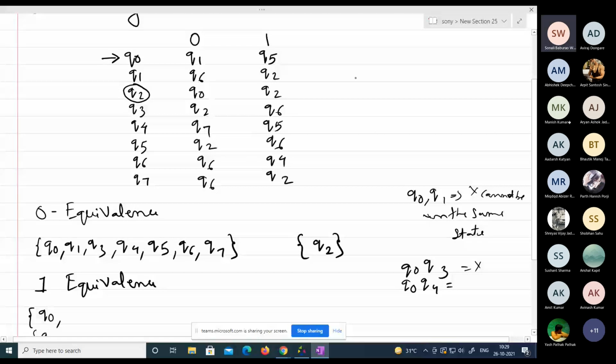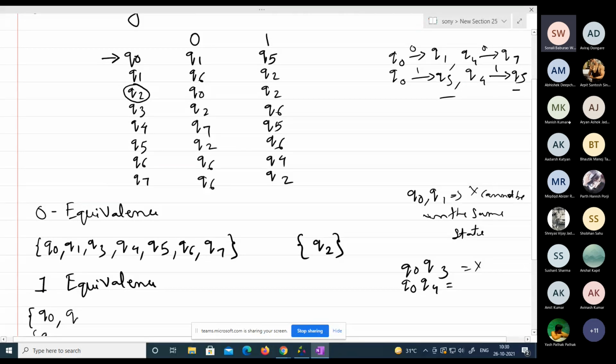I'll write it here. Q0 on 0 is giving me Q1. Similarly, Q4 on 0 is giving me Q7. Then Q0 on 1 is giving me Q5 and Q4 on 1 is giving me Q5. These values are similar, right? They are at least giving some values similar, so it means we can write Q4 over here.